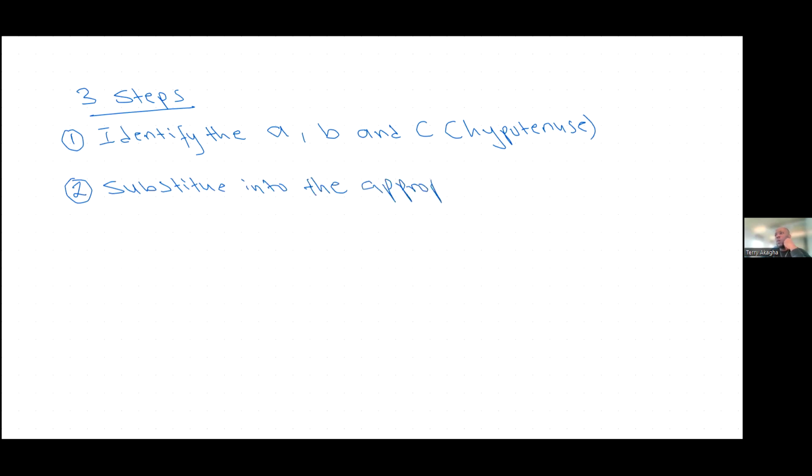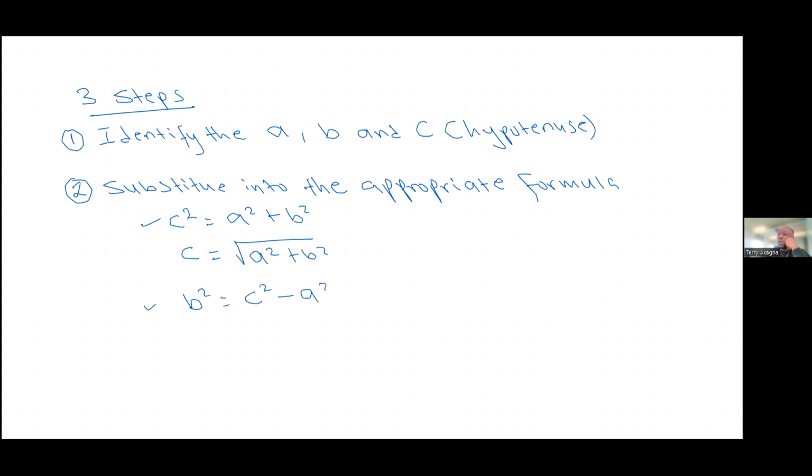So depending on what you're looking for. If, for instance, you're looking for the C, you're going to use C squared is equal to A squared plus B squared. So therefore, C is going to be equal to the square root of A squared plus B squared. Now, if you're looking for B, B squared is going to become C squared minus A squared. So therefore, B is going to be equal to the square root of C squared minus A squared.